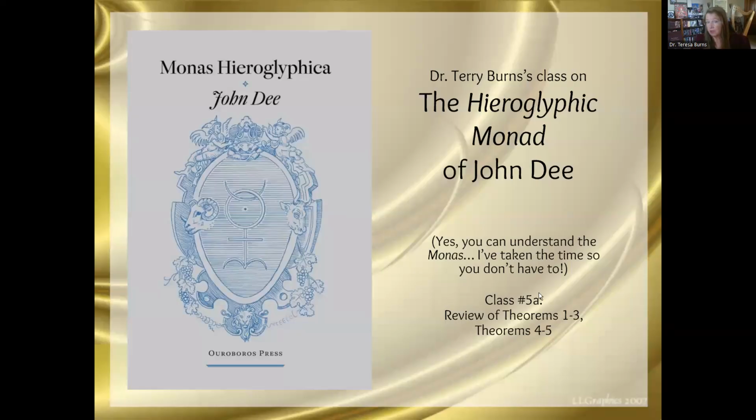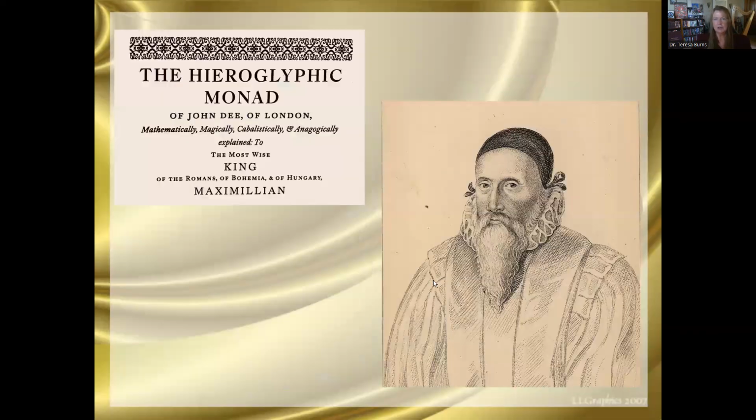So I already have had one class on the theorems where we went through the first three and I gave you some context of the theorems. Please watch at least that video and the one on context if you watch nothing else, or you'll be kind of jumping in cold here. I am going to do a little review though. And if you're jumping in at this point, you should know what the Monas Hieroglyphica is, written in 1564, and who John Dee is. If you don't, you want to start back at the beginning.